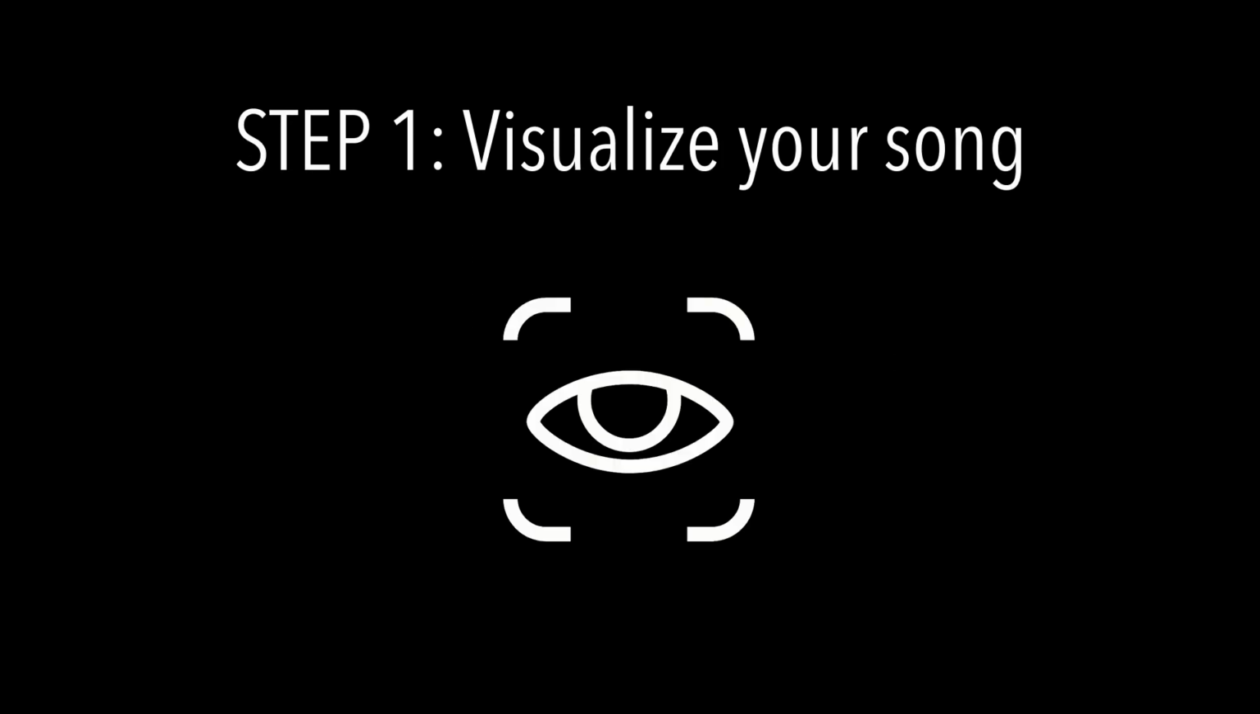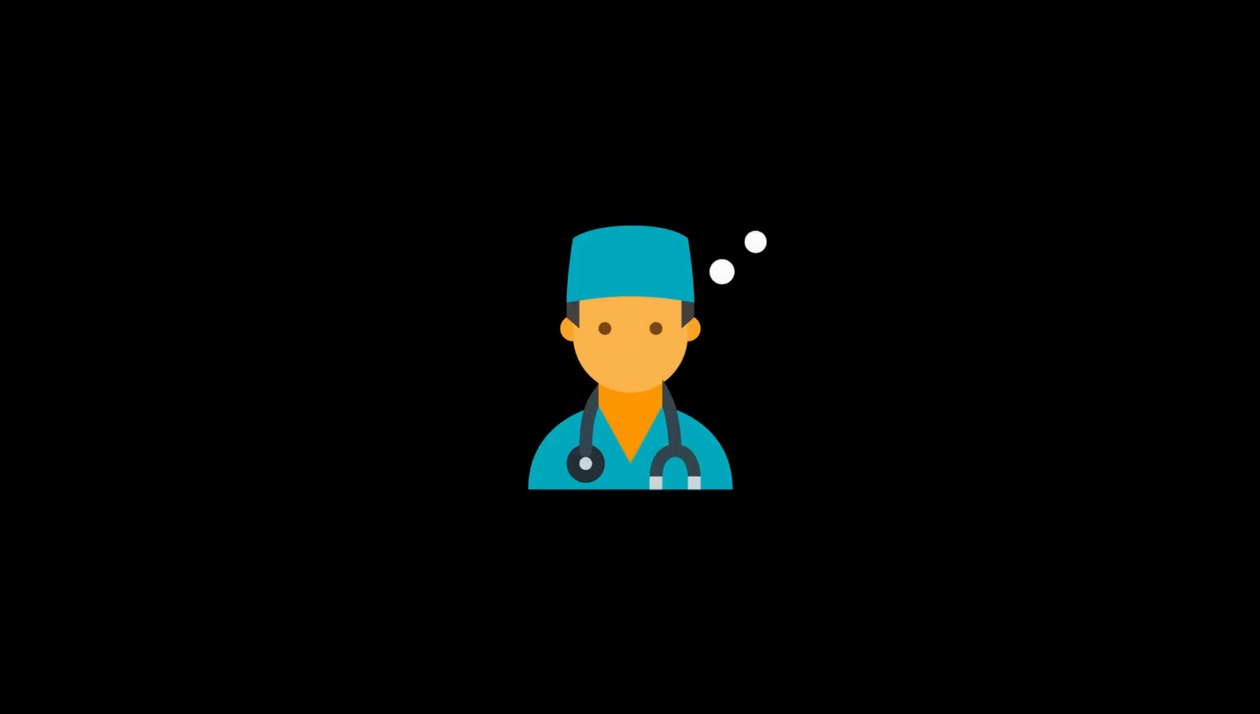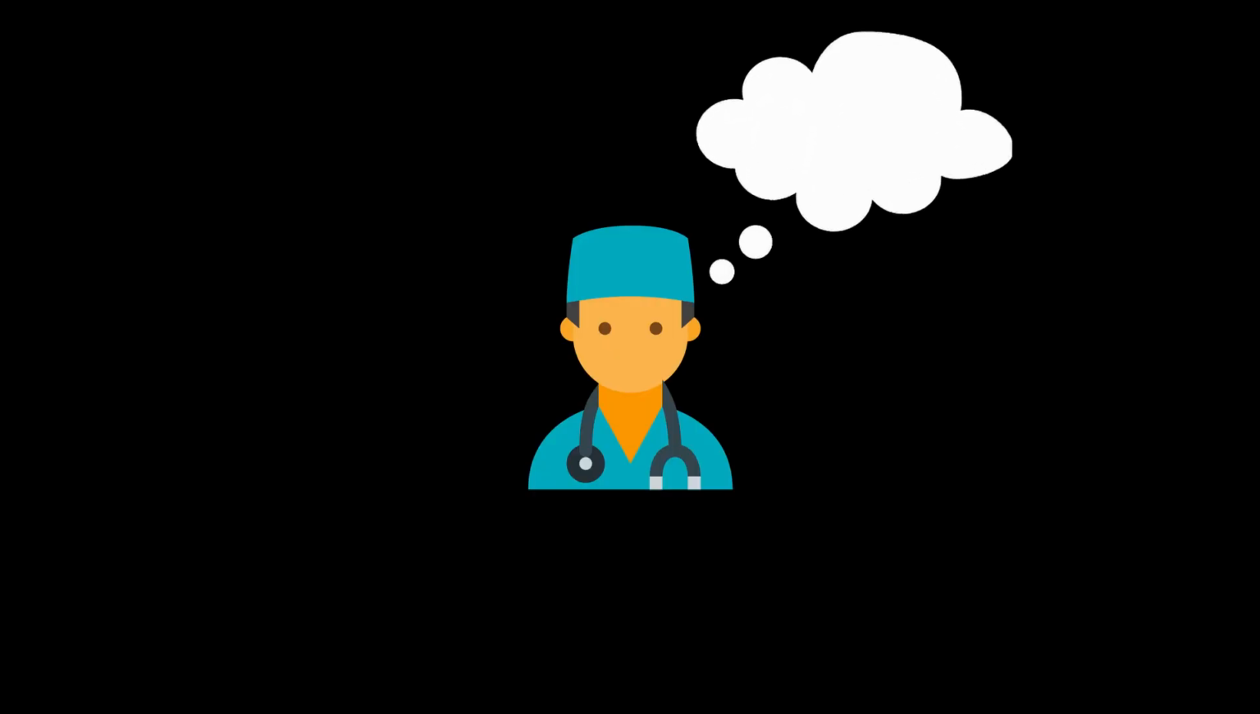Step 1 is visualizing your song. How does your song look like? What's the atmosphere? Think about keywords. Does your song want to sound close and intimate, or far away and grand, down to earth or dreamy? Which emotions does the melody, the chord progression and the instrumentation evoke?